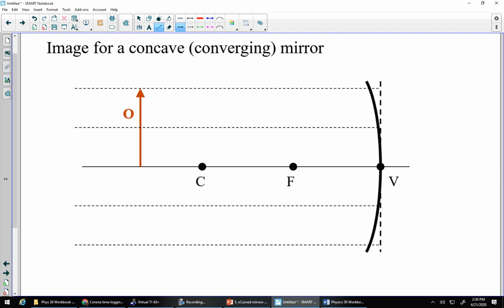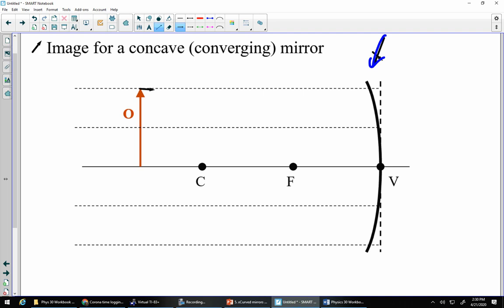So focus on the converging mirror, the mirror that looks like the one we've got right here. Cool. Okay, so let's go through it. Let's check it out. The first one, what color do I have here? Black. The first one I'm going to do in black.